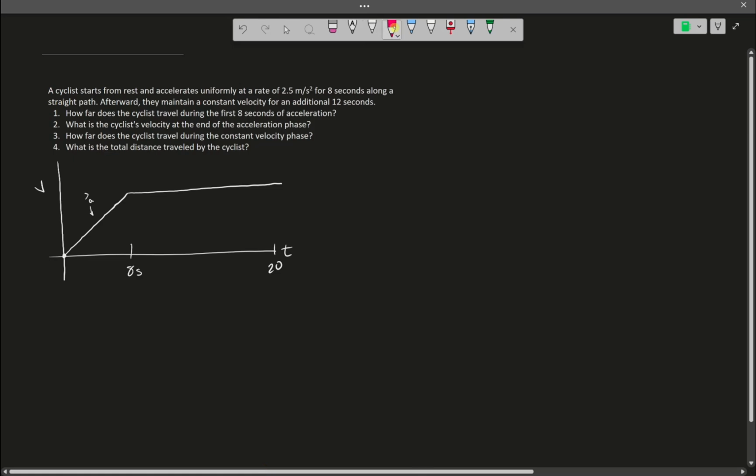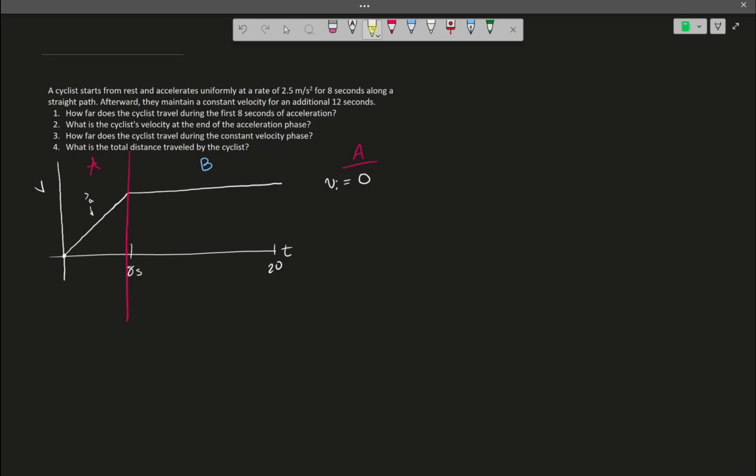I'm actually going to break this into two different types of motion. I'm going to call this A and this B. So for A, my initial velocity is 0. I don't know what my final velocity is. I have an acceleration of 2.5 meters per second squared, and I know that this lasts for 8 seconds.